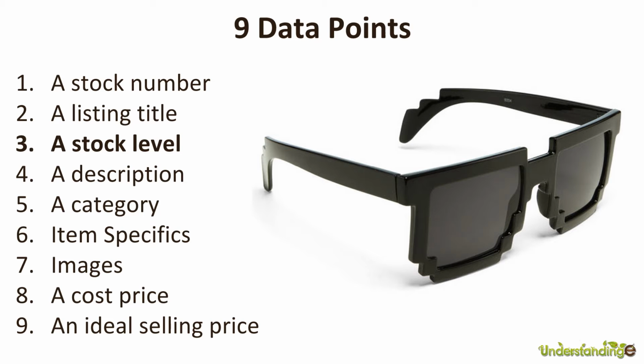Images, a cost price, and an ideal selling price. Those are the basic data points which you would need to enter about a product, whether you're using a sell your item form, TurboLister, or a piece of multi-channel software. Now, I did mention that the stock level is really, really important. If you are going to be using your software to sell in multiple eBay sites, the one thing which you do need linked up is the stock level.